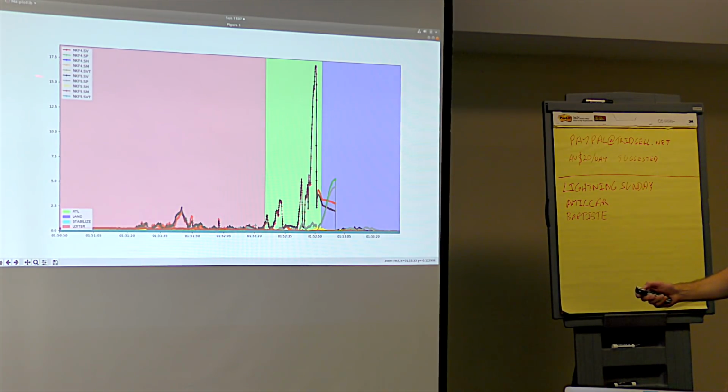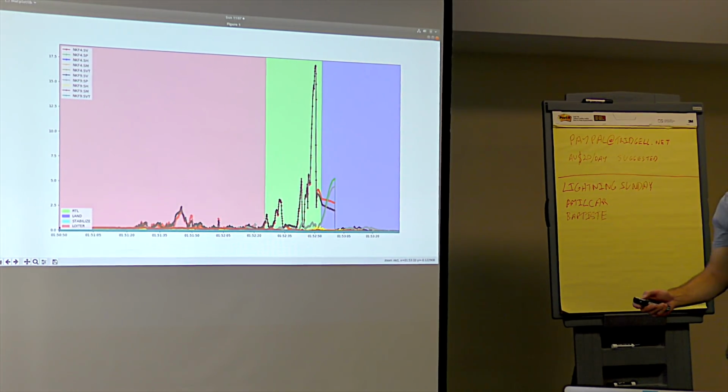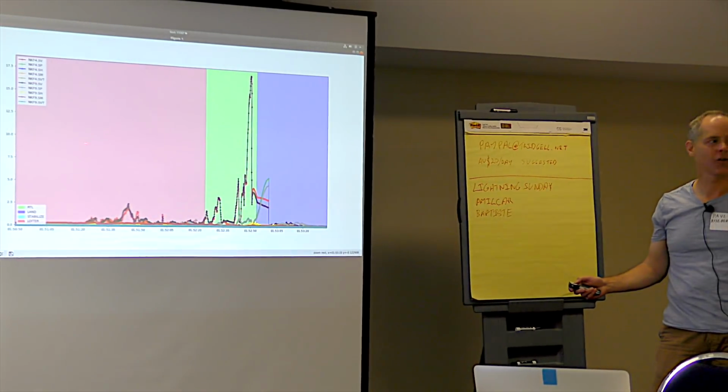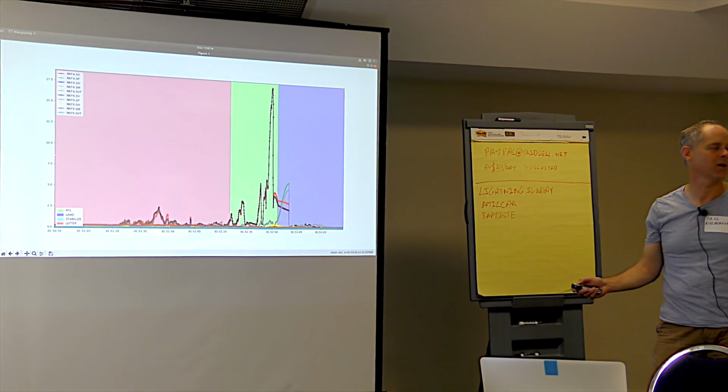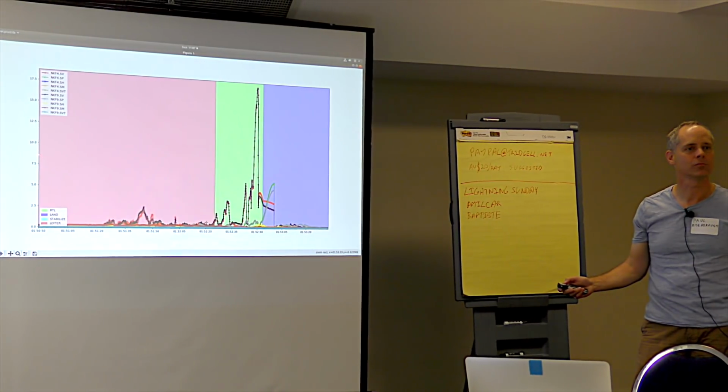Now the reason we plot all of these is because if I have an error and it appears on both EKFs, then it's highly unlikely that it's an IMU fault.